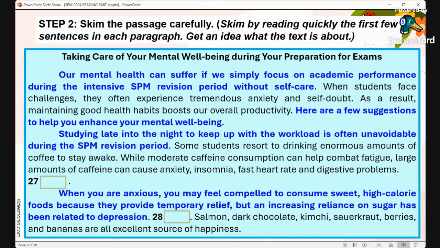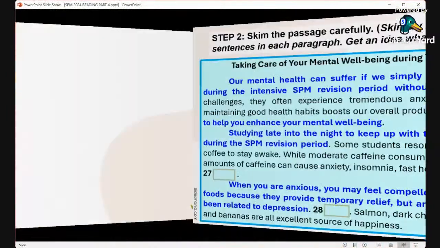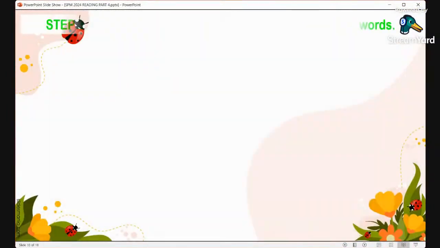It's actually about how to take care of your mental well-being. In your preparation, you stay up late because of a lot of workload, and then you want to eat extra sweet food because you want that temporary relief, right? So I get an idea what it is about. You have to do that for the whole text. I'm just showing an example.